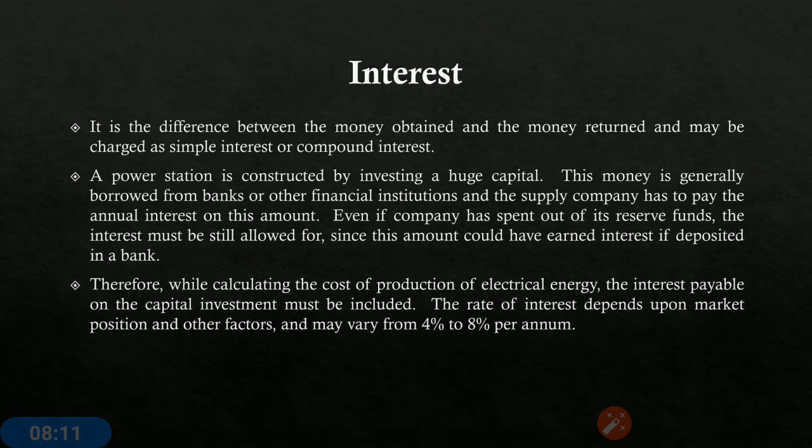Now, what is interest? There is a term which is coming continuously in all three costs, and this term is interest. So what is interest? Interest is the difference between the money obtained and the money returned, and may be charged as simple interest or compound interest, right? Now we know that when a power station is constructed, it invests a huge capital. This money is generally borrowed from banks and other financial institutions, and the supply company has to pay the annual interest on this amount.